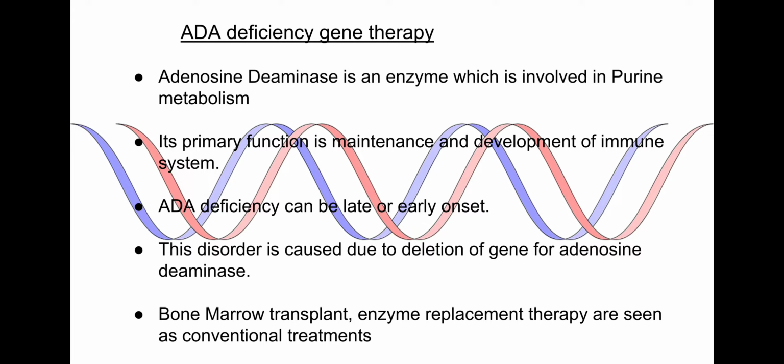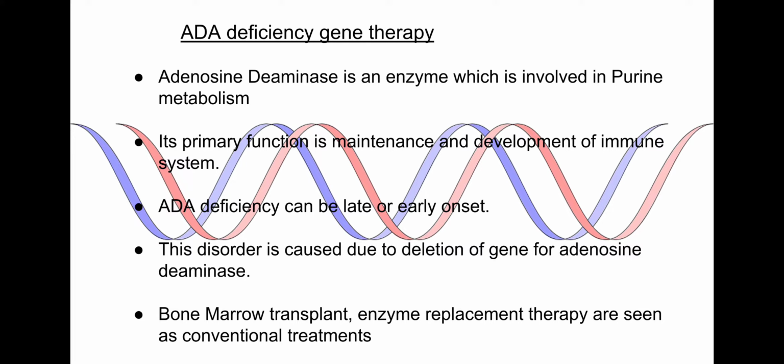So, we'll take an example here. We're going to talk about ADA deficiency gene therapy. ADA is adenosine deaminase. It is an enzyme which is involved in purine metabolism. Its primary function is the maintenance of the immune system. There can be many mutations with ADA, such as severe production or deficient production of ADA, but we are going to talk about ADA deficiency here.